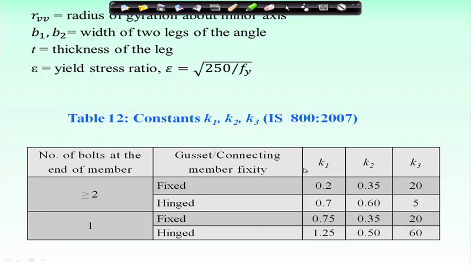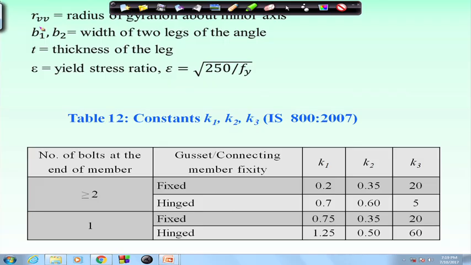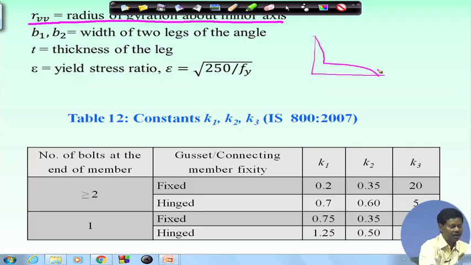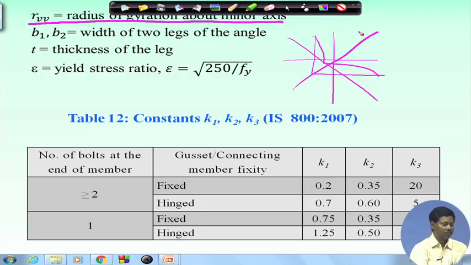Now, here R v b, in the previous expression one term we have used, that is R v b. R v b is the radius of gyration about the minor axis. That means we have an angle section. So, when we are going to find out R x x, R y y, R u u, R v b, the minimum radius of gyration will be about the minor axis, that is R v b.